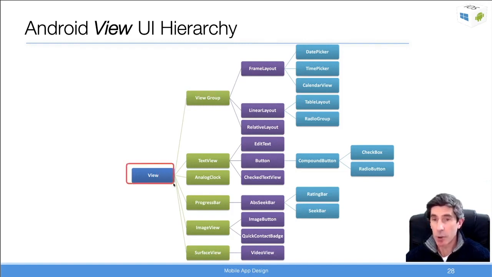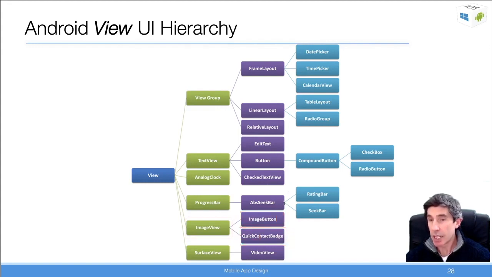That's one particular component within the hierarchy, within Android: the Android View component. Look, we have a ViewGroup. We have a particular TextView or an AnalogClock. Look, there's our ProgressBar, which in turn can be an AbsSeekBar. We have an ImageView widget, which in turn extends to an ImageButton or QuickContactBadge.